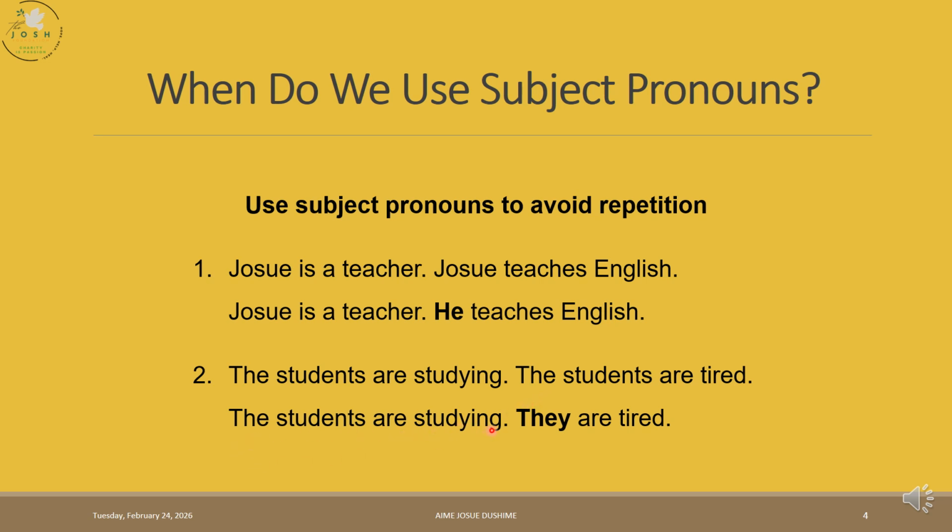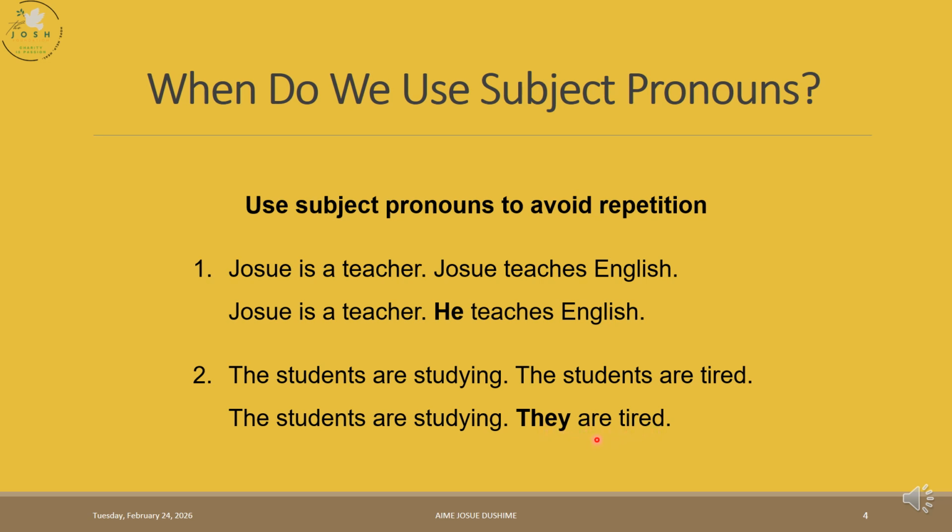I have heard many learners making this mistake. Let me show you the mistake they like to make. They say, Josue is a teacher. Josue, he teaches English. You see, they are using Josue and he at the same time. No, that's very wrong. The students are studying. The students, they are tired. No, never do that. Why?